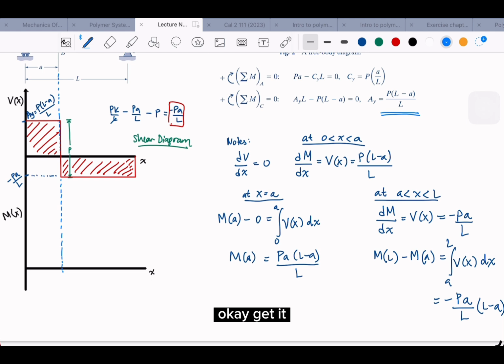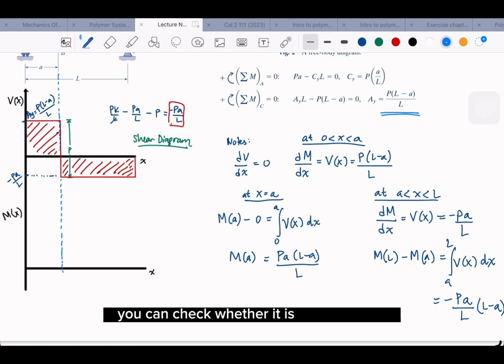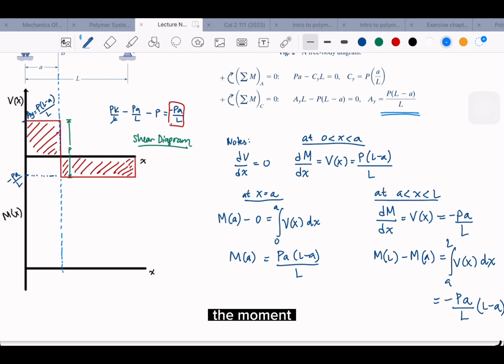Okay, get it? And sometimes, if it is like that, then you need to go to a parabola, right? The way you draw after some calculation, or after you guess the graph, you can check whether it is correct or not. One way to check is to compute everything and make it equal to 0, like this one here, it's going to be 0, right? And you can do the same thing with the moment.